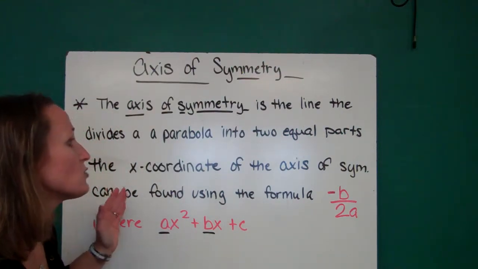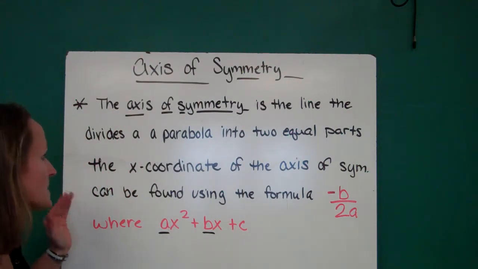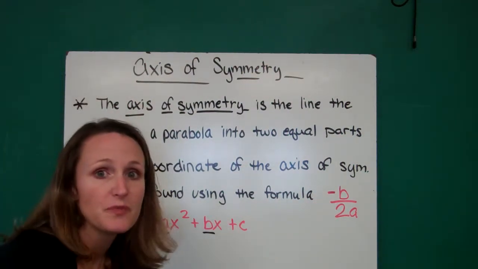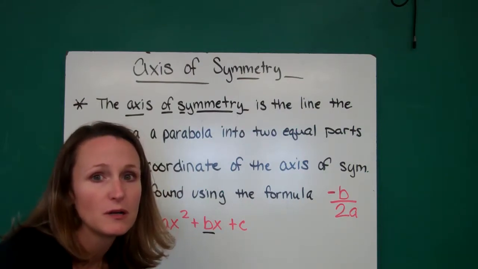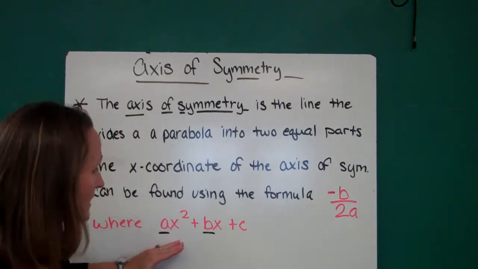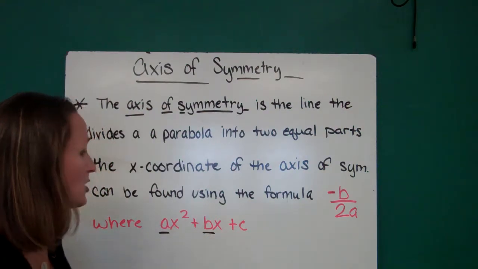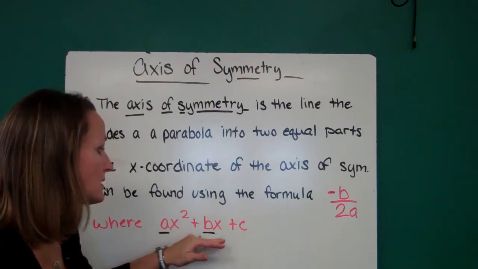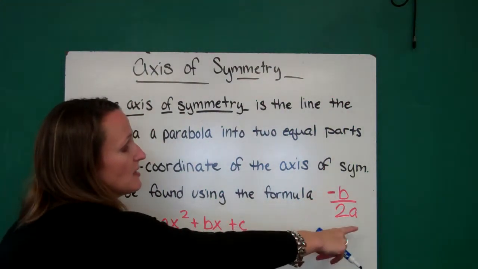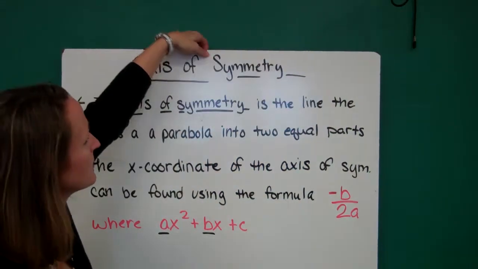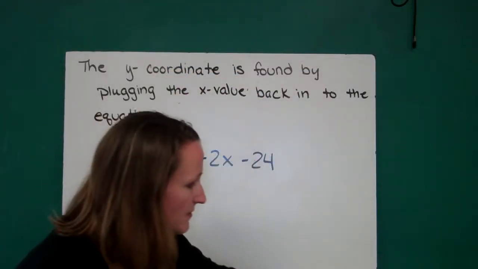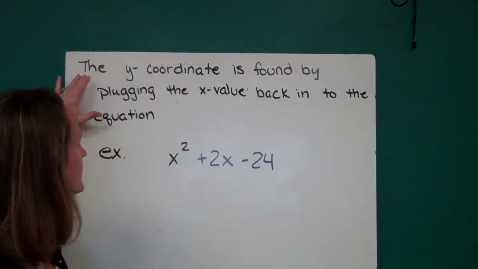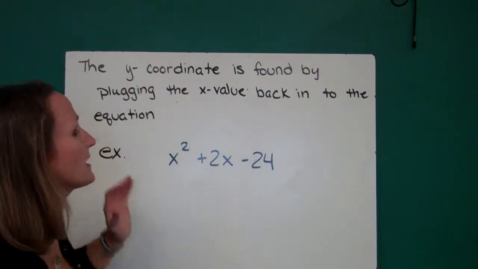To find the x-coordinate of the axis of symmetry, or your vertex, you use the formula negative b over 2a. Keep in mind that the standard equation of your parabola is typically ax squared plus bx plus c. So in negative b over 2a, you're looking at ax squared plus bx plus c, and that's where you get your b and your a. Then, after you find that x-coordinate using negative b over 2a, you can find your y-coordinate by simply plugging that x value back into your equation.